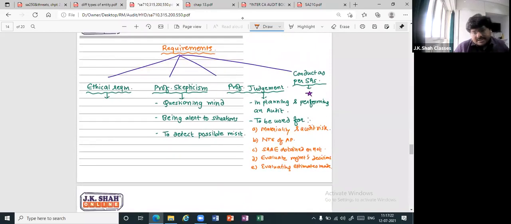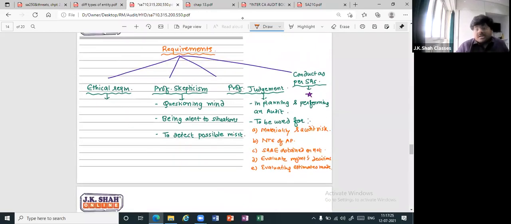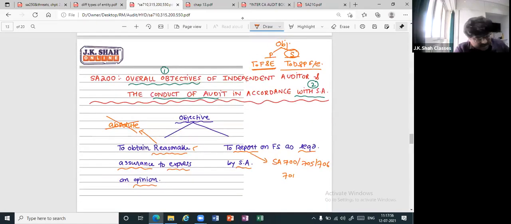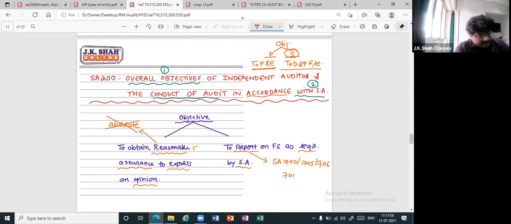Now, when you talk about SA 200, there are certain requirements. What are the requirements? Firstly, ethical requirements. Second, the auditor has to be professionally skeptical. We have seen this somewhere, skepticism. Correct, questioning mind. That we will see in a bit of detail, not that much though. Next, professional judgment. I have told you many number of times, APJ, auditor's professional judgment. That only we have to elaborate. And lastly, conduct as per standards on auditing. I just told you that audit has to be conducted in accordance with the standards on auditing.